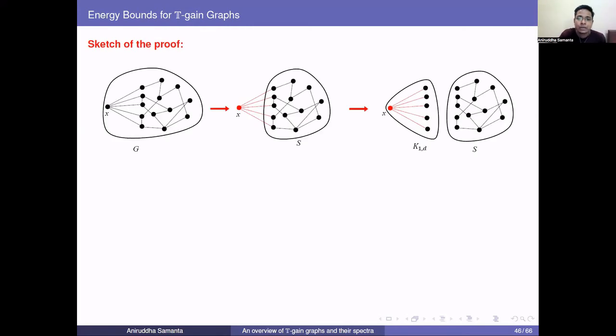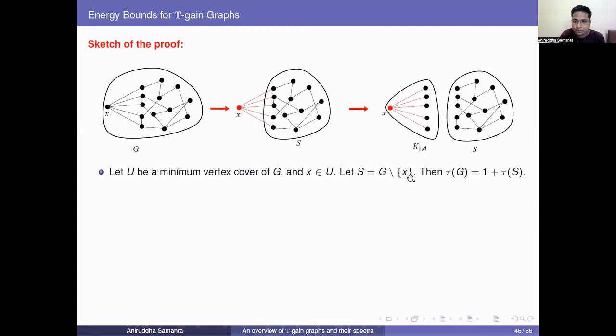Let's sketch the proof. So this is the underlying graph G. We take a T-gain graph phi on this G, and U is a minimum vertex cover of G. Suppose we take X as a member of U, and S is the induced subgraph after removing the vertex X. Then we can see tau of G is nothing but 1 plus tau of S. Now, the adjacency matrix of a T-gain graph on this underlying structure G can be expressed as the sum of the adjacency matrix of this part plus the adjacency matrix of that part, right?